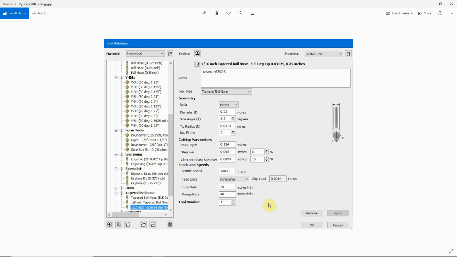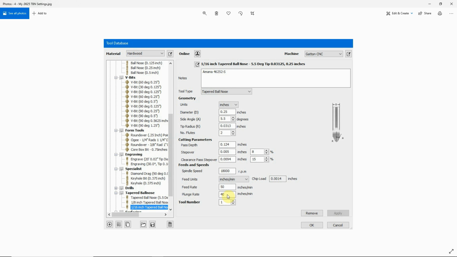So, again, Stepover is a huge factor in the amount of time it's going to take to carve a model. The plunge rate is another factor. Now, base your plunge rate on the tool and your machine. Some machines are more than capable of handling a 100 inch per minute feed rate and a 100 inch per minute plunge rate, and that's great. Most home hobby CNCs cannot handle those kinds of speeds on a 3D carving.